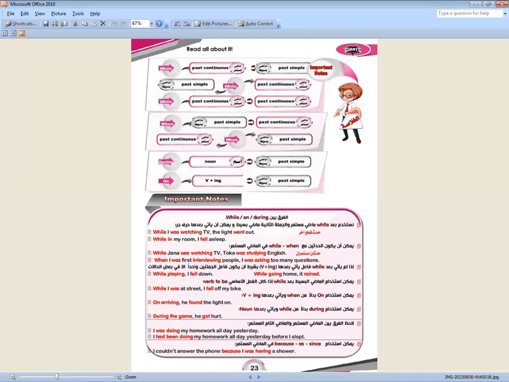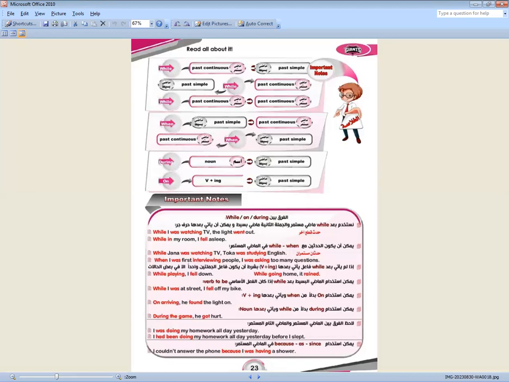If you didn't find any subject after while, we put the ing verb after it. But there is something that must be found there. You must have the same subject. The subject must be the same person for the two sentences. Like, while playing, I fell down. So that means I am the one who was playing. After that, you can use the past simple after while if your main verb was verb to be. While I was at the street, I fell off my bike.